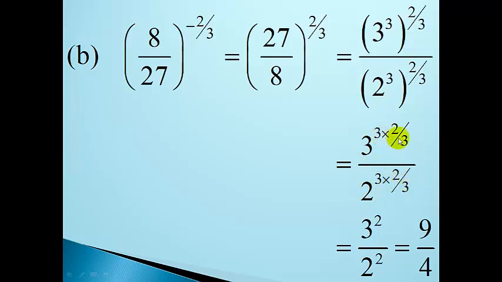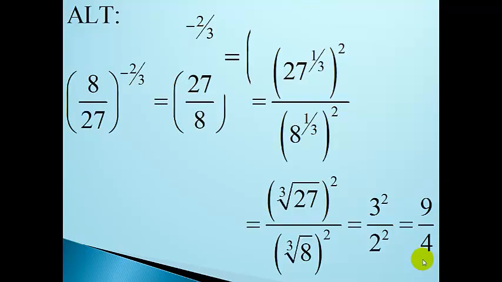Now 3 cancels 3 and we are left with 2. So we have 3 squared, and that is how come we have 3 raised to the power 2 here. When 3 also cancels this 3, we are left with 2 squared, and that is how come we also have 2 squared here. Now 3 squared is equal to 9, and 2 squared is equal to 4. This means that 8 divided by 27 raised to the power minus 2 over 3 is equal to 9 over 4.